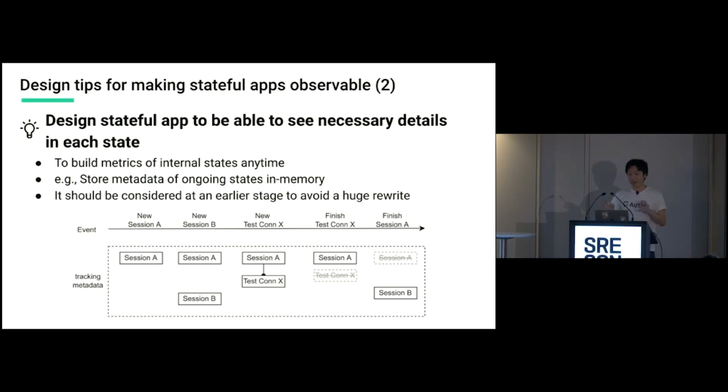This design allows us to get meaningful information to see what's happening in the stateful system anytime. It should be considered at an earlier stage because this kind of mechanism might require us to redesign our application significantly if we work on it at its final stage.